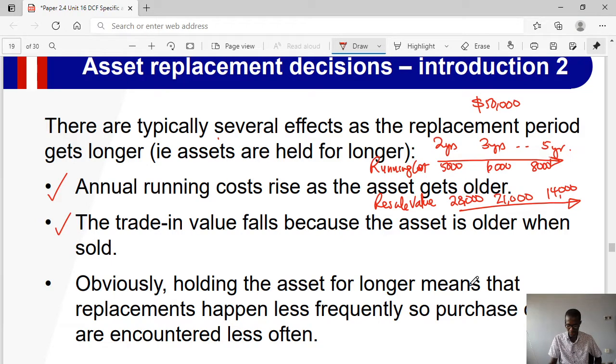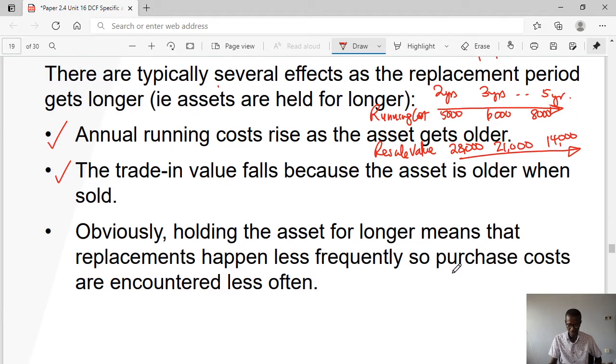Obviously, holding the asset for longer means that replacements happen less frequently, so the purchase costs are incurred less often.